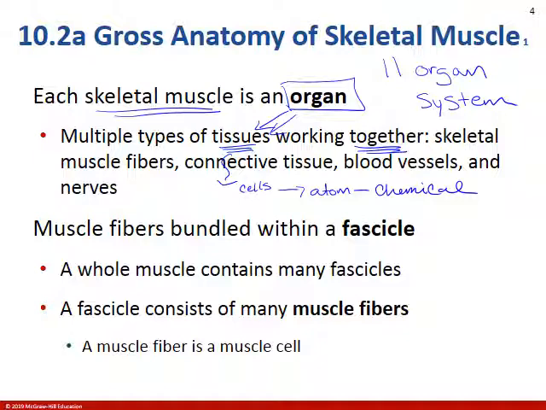Okay. So there's going to be several different types of tissue. There's going to be muscle fiber cells. So they say muscle fibers, but they're actually cells, and we'll look at that in a second. We have connective tissue, we have blood vessels, and we have nerves. Do we remember that skeletal muscle is vascular? And we said it's innervated.